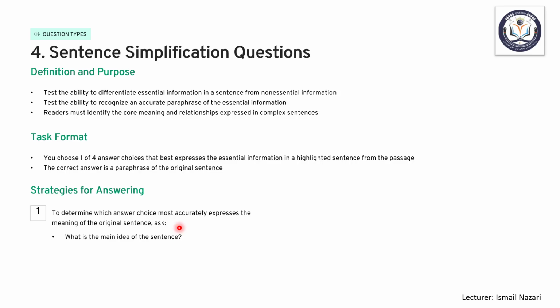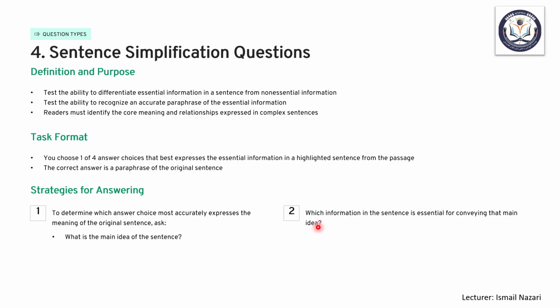After doing that, you can come back to the answer choices that are provided, the 4 options which are given to you. You will then analyze, read the options, and compare them to the points made in the highlighted sentence. And check what is the main idea of the sentence.